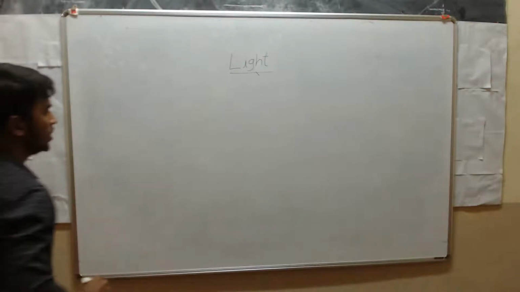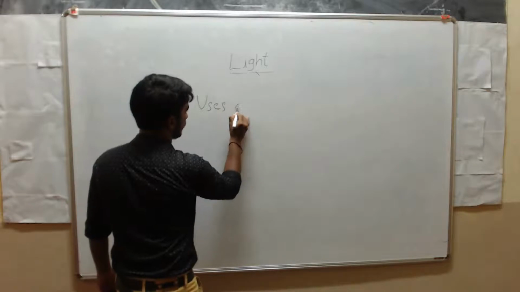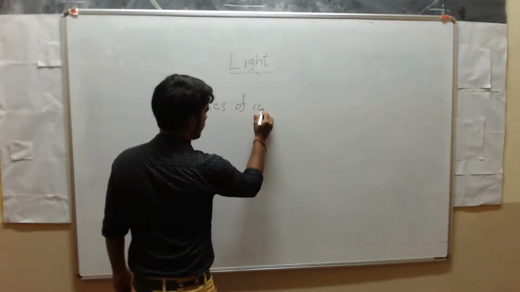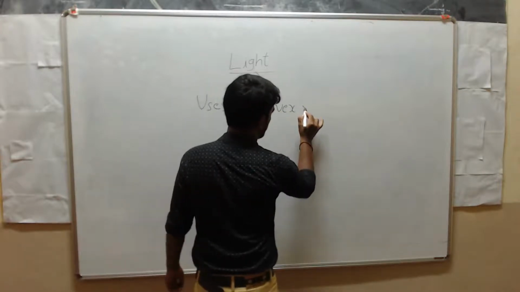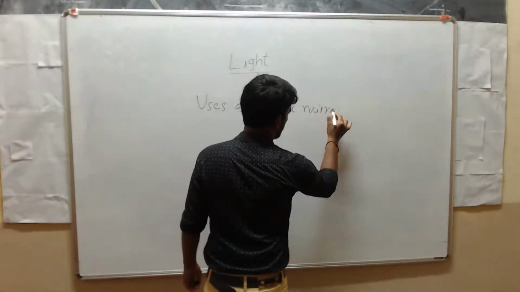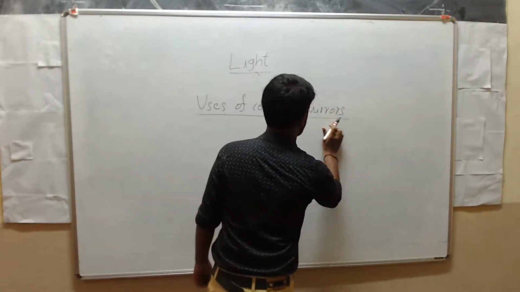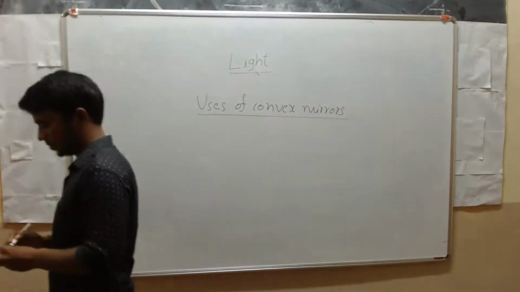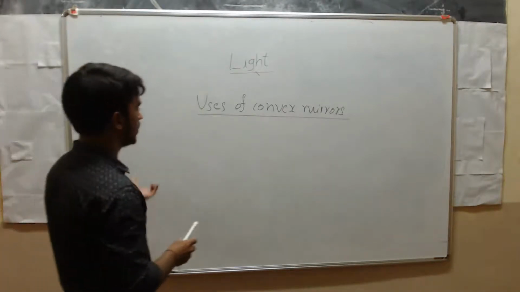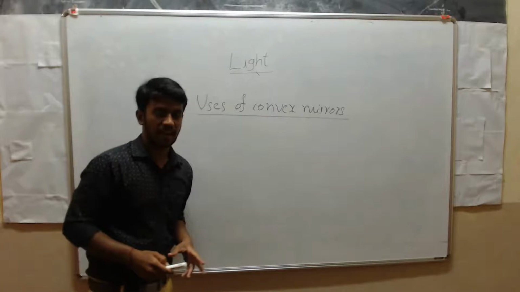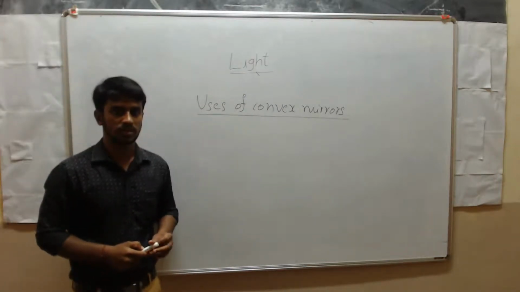So next, uses of convex mirrors. Okay. See, here the images formed by a convex mirror are virtual and erect, and the images are diminished. Then what are the uses of convex mirrors? Just think.